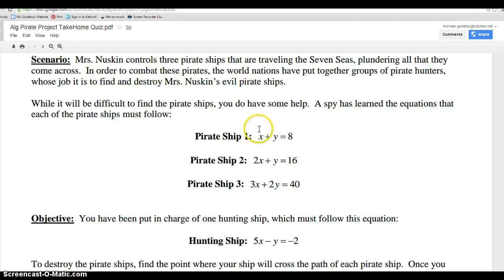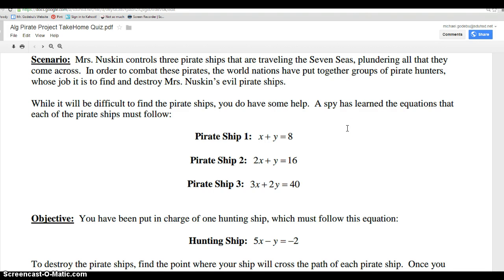So Mrs. Nuskin controls 3 pirate ships that are traveling the 7 seas, plundering all they come across. In order to combat these pirates, the world nations have put together groups of pirate hunters whose job it is to find and destroy her evil pirate ships. While it will be difficult to find the pirate ships, you do have some help.